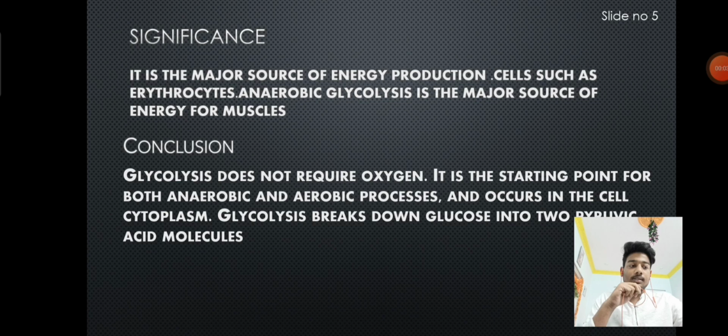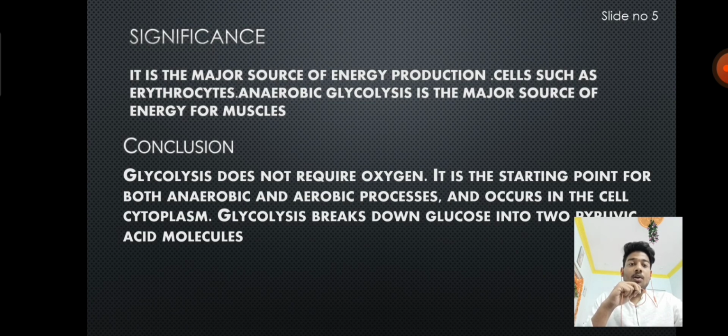Significance of glycolysis. Glycolysis is the emergency energy yielding pathway, and it is a major energy source for cells such as erythrocytes. Glycolysis occurs anaerobically. It is independent of oxygen.